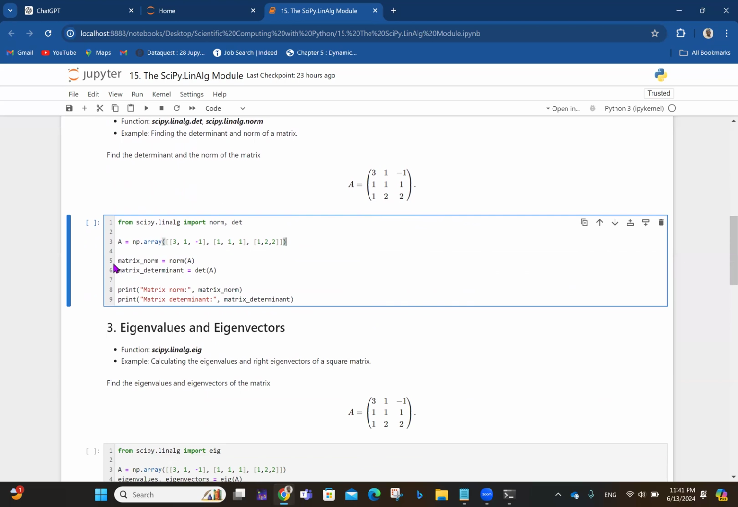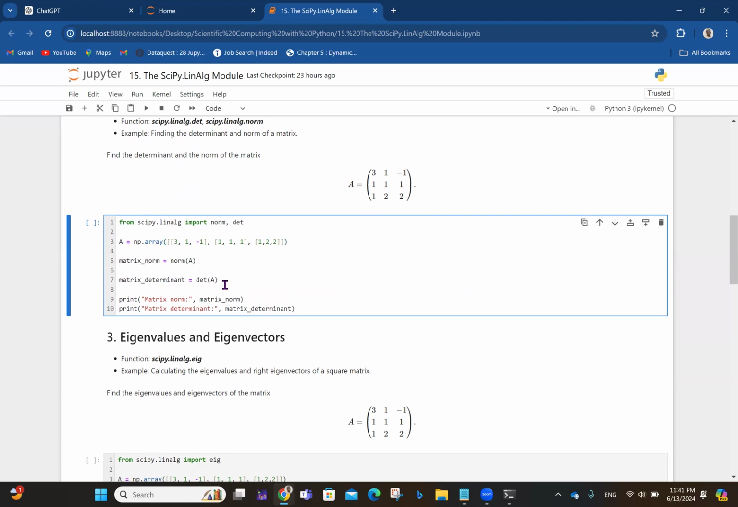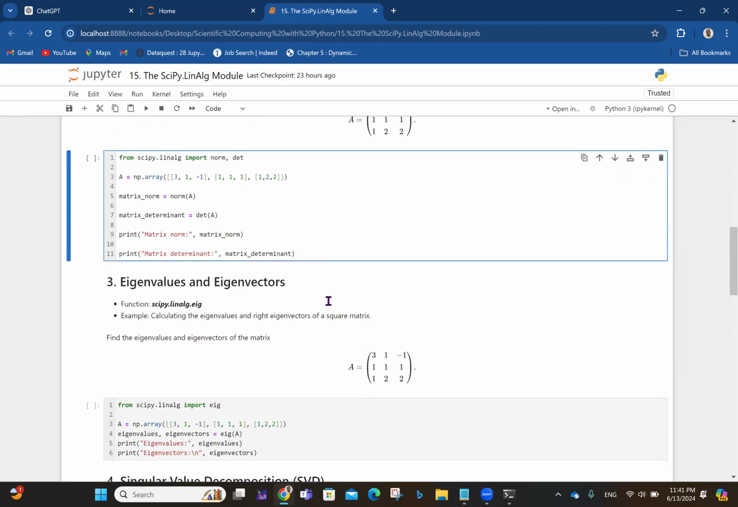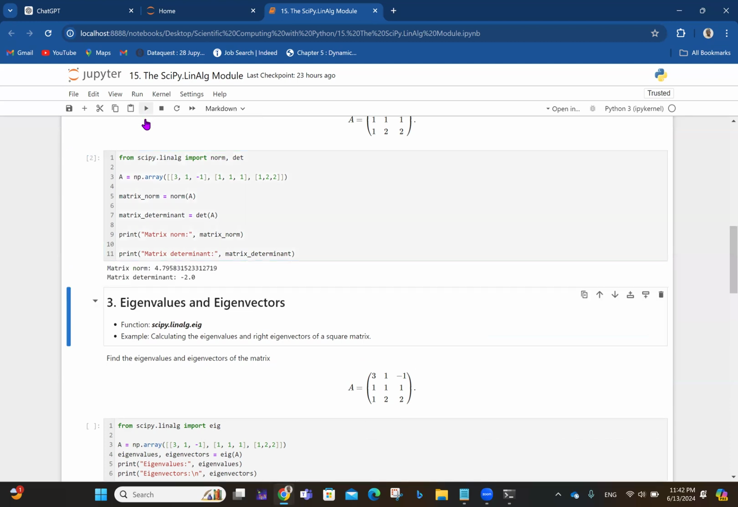And then for the matrix norm, you just say norm A. For the determinant, you just say det A. All right, and then you can print each of them. In line 9, you're printing the matrix norm, and in line 11, you're printing the determinant. Of course, if you don't know how to calculate the determinant, you can refer to the matrix playlist. If you run this, you just get the answer. The norm is 4.79 and so on, and the determinant is -2.